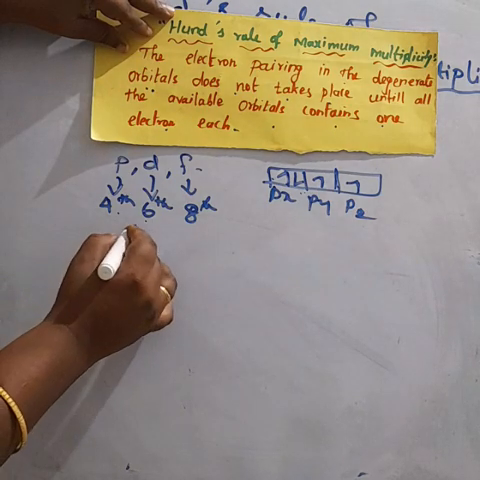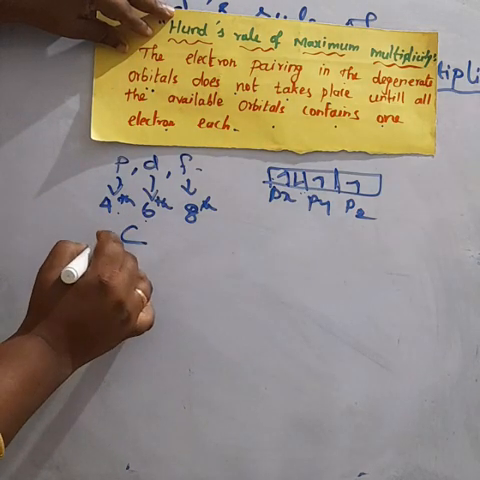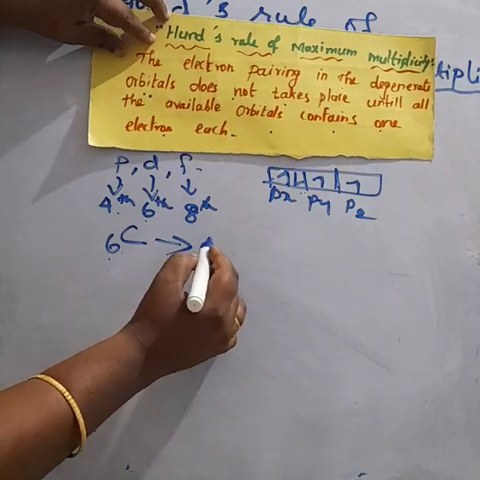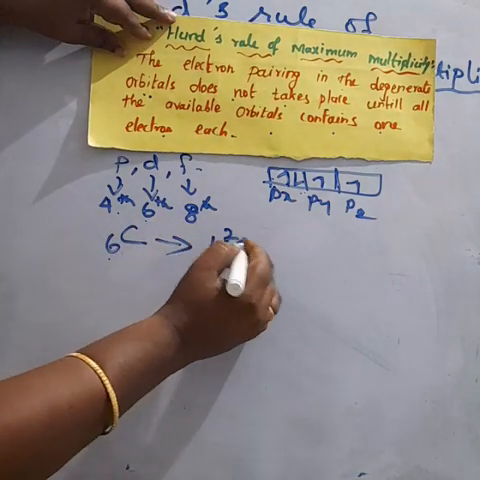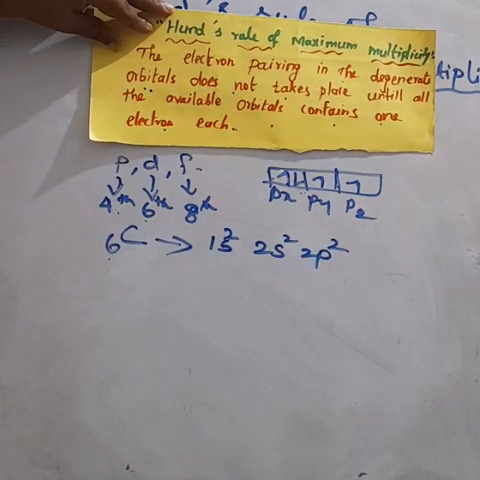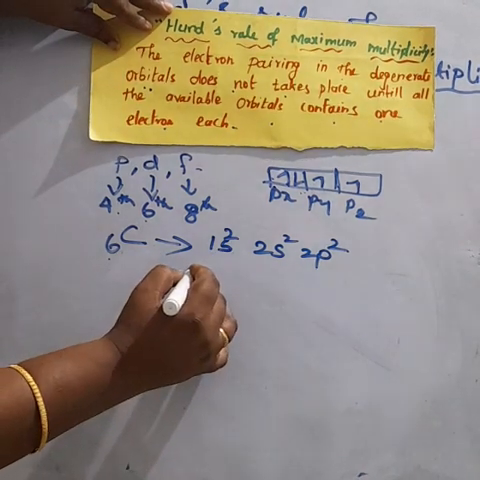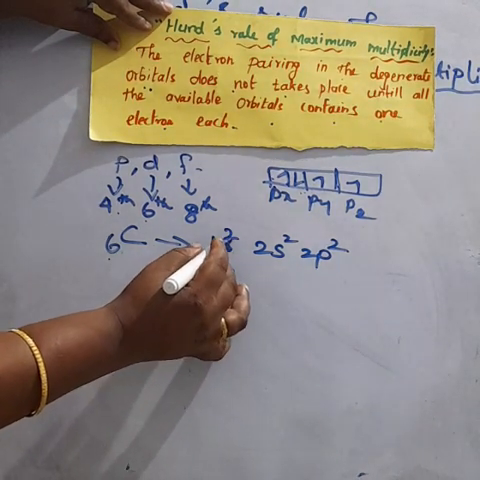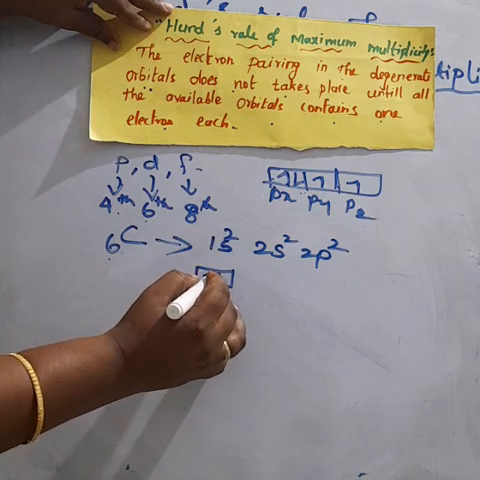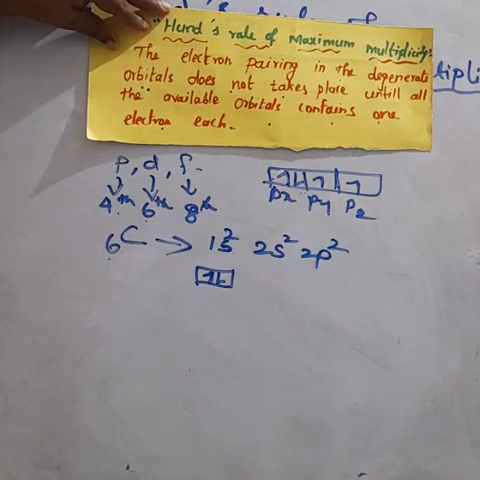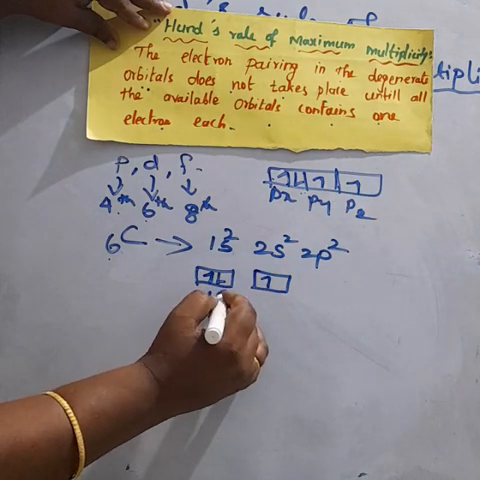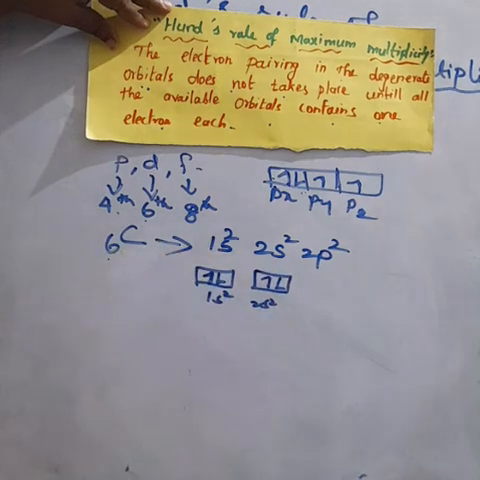Understood? For example, consider the carbon atom, which has 6 electrons. Carbon has atomic number 6. What is the electronic configuration according to the Aufbau principle? 1s2, 2s2 and 2p2. The 1s orbital has only one orbital with 2 electrons: first clockwise, then anti-clockwise. The 2s orbital also has only one orbital with 2 electrons: first clockwise, after that anti-clockwise.